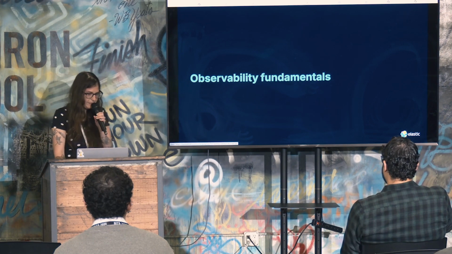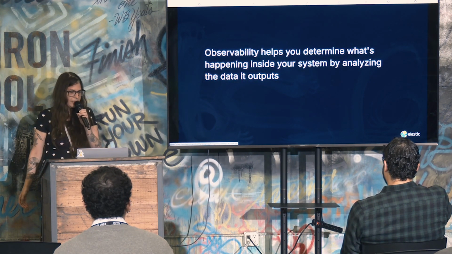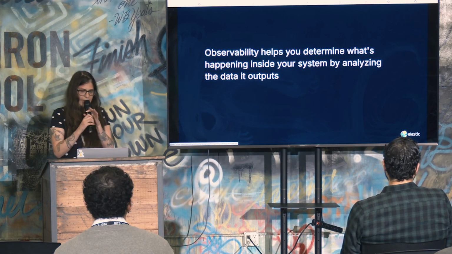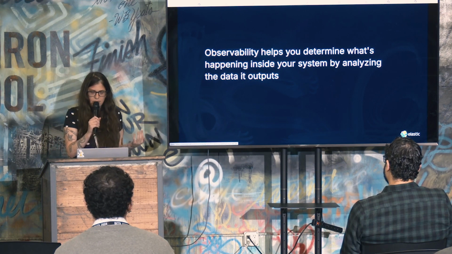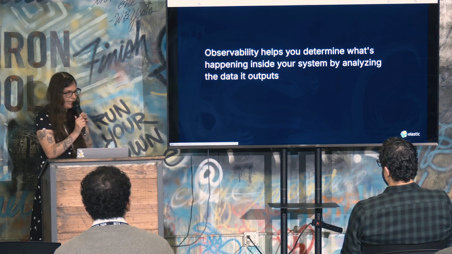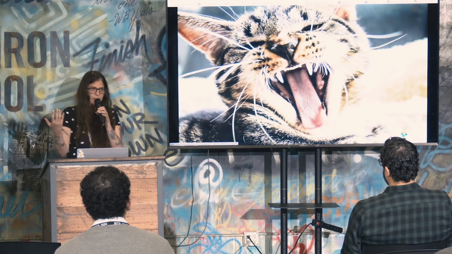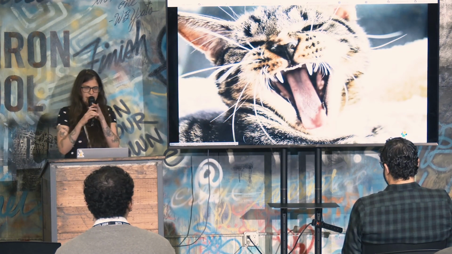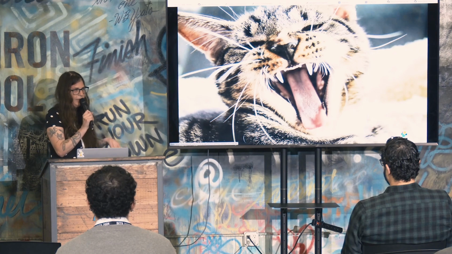We're going to start off with some observability fundamentals. The way that I like to think about observability is that it helps you determine what is happening inside your system by analyzing the data that it outputs. My favorite way to think about this is like how I think about being a kitty mom.